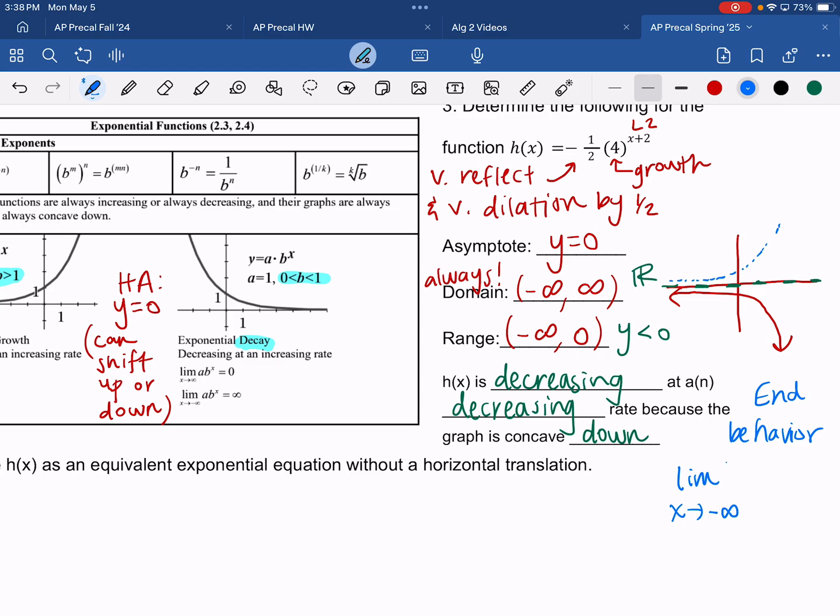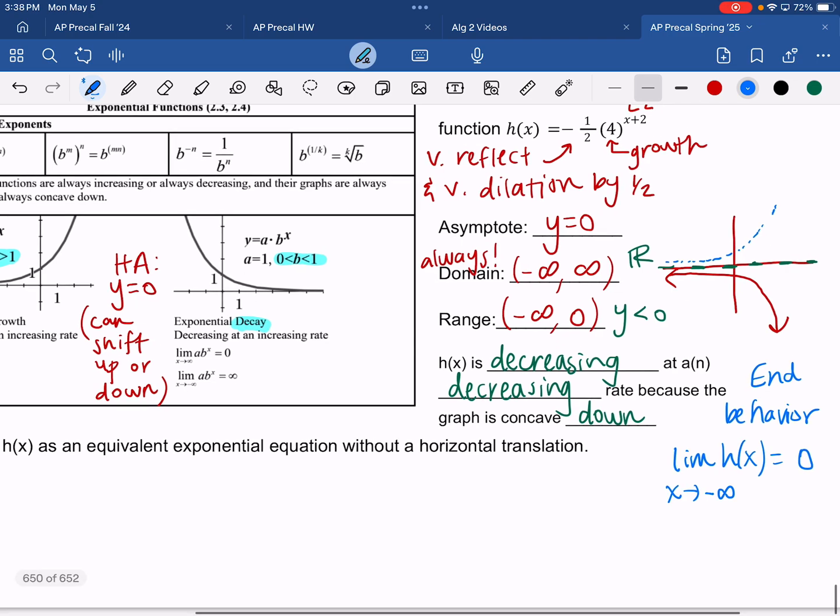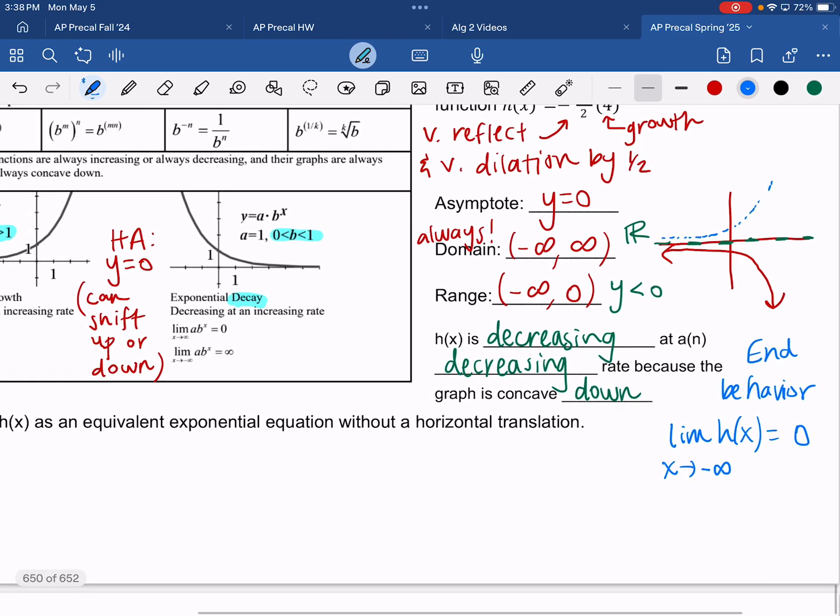Our function name was h of x. The left side is approaching... the x's are approaching negative infinity on the left, and the y's are approaching 0, yes, 0, the horizontal asymptote. That's what you meant. Yeah. And then on the right side, as x increases without bound, our function is approaching negative infinity. Yes, good.